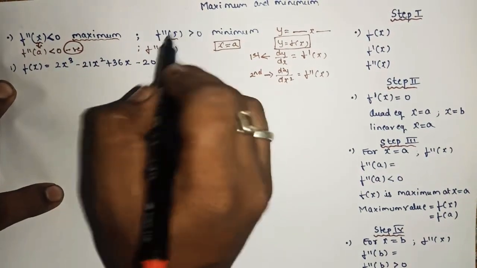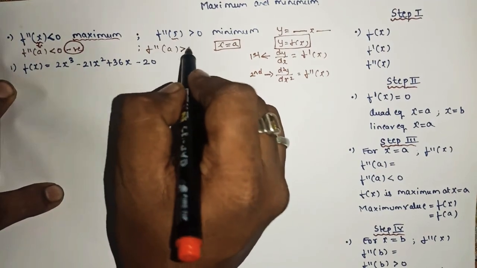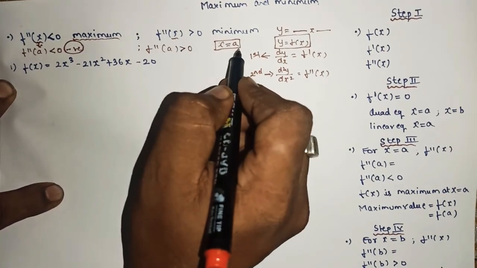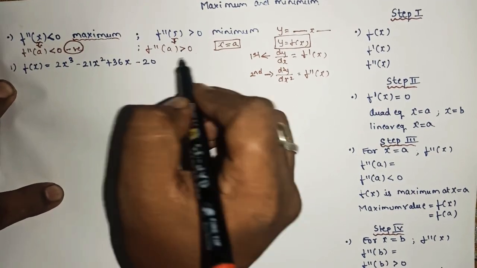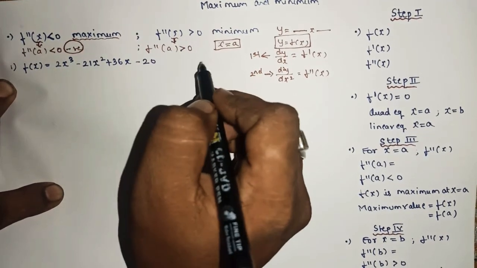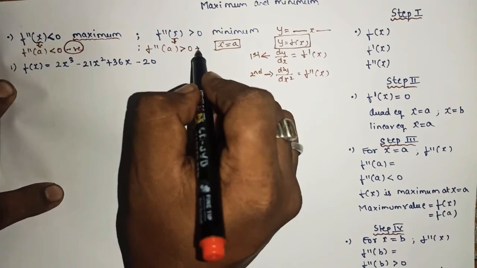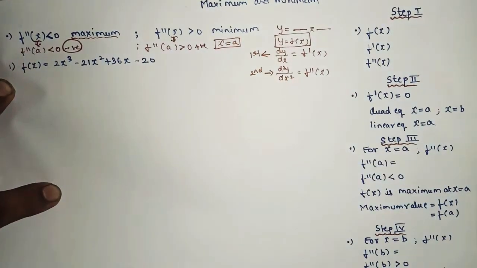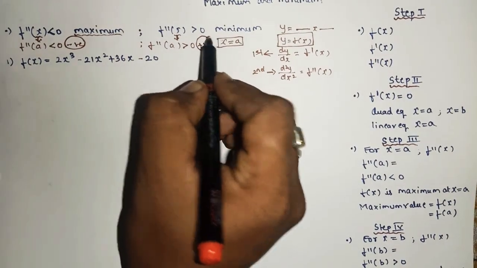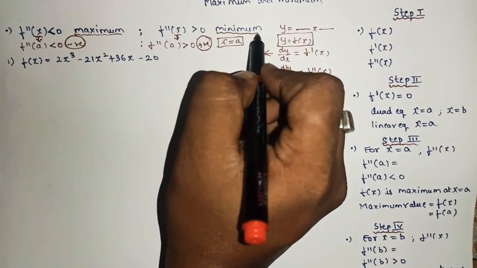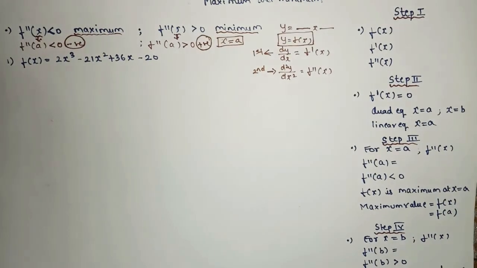If the second derivative test is greater than 0 after substituting the value of x equals a, if we replace the value of x by a and you get the answer greater than 0, greater than 0 means what? Of course it is positive. So if you are getting the answer in positive, we can say that the function is minimum at that particular point.